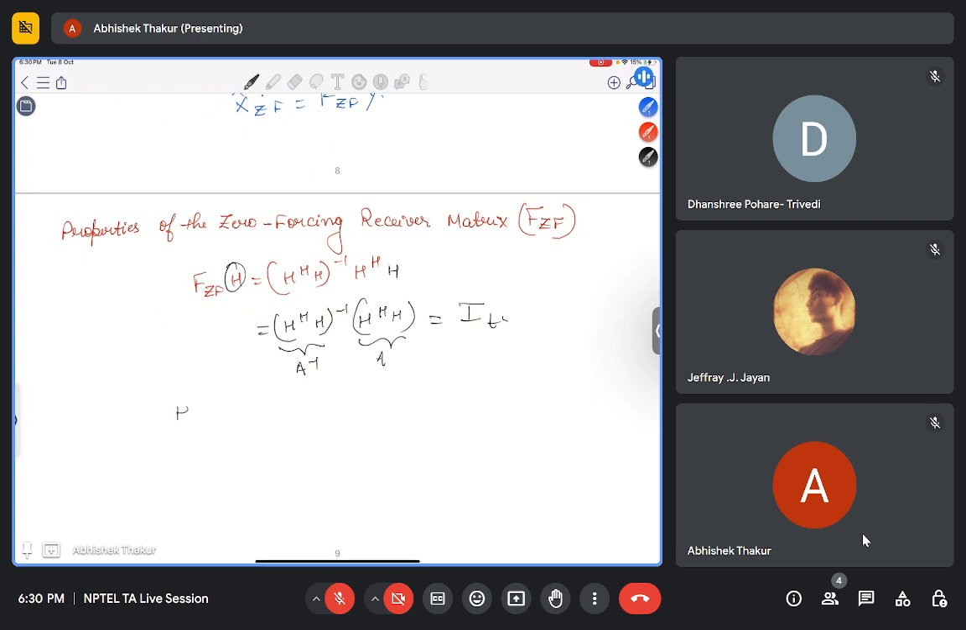Let's suppose you multiply H with F ZF. So this is not I. Here you will get H into the expression, and this value is not equal to I. So this is one of the properties.